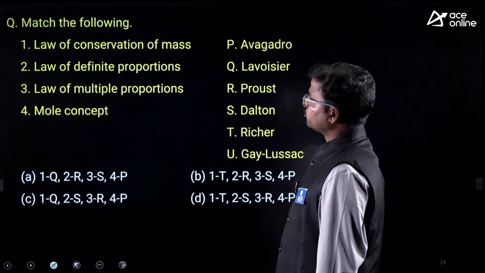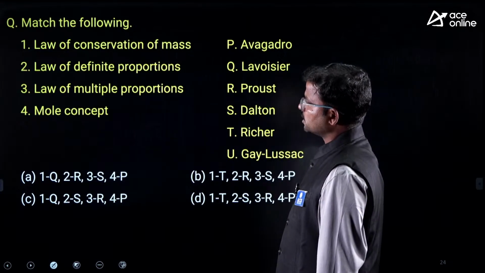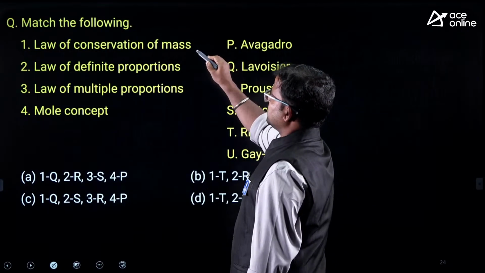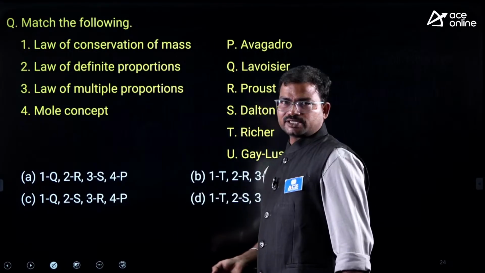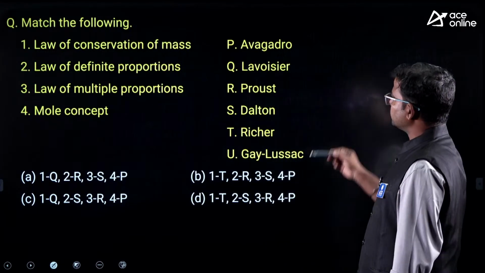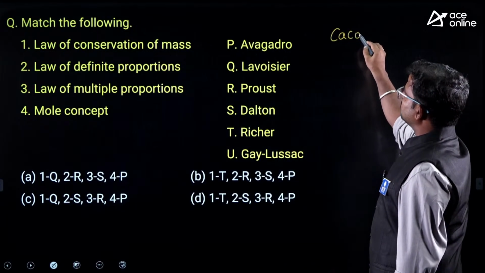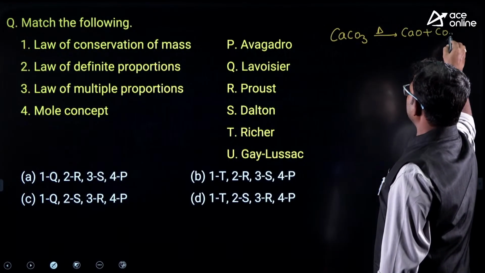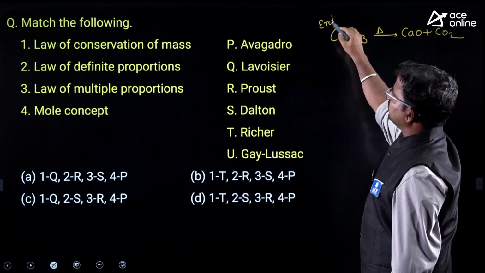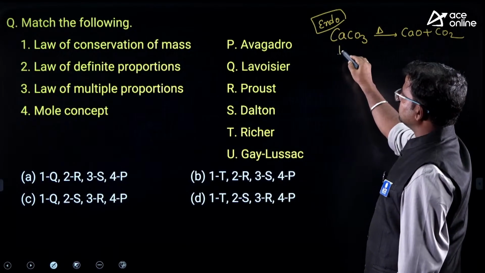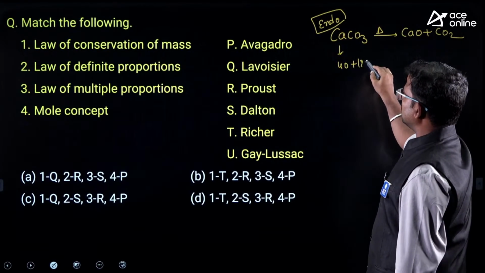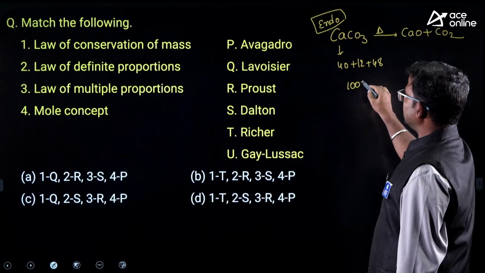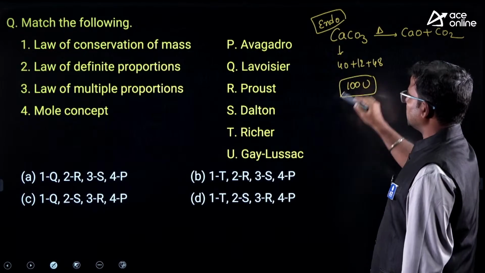Next, match the following: law of conservation of mass, law of definite proportions, law of multiple proportions, mole concept. Law of conservation of mass means mass can neither be created nor be destroyed. It just converts from one form to another. Suppose you consider calcium carbonate, when it is heated, what we get? Calcium oxide plus carbon dioxide. This is an endothermic reaction, which means it requires energy. Here calcium mass 40, carbon mass 12, oxygen mass 16, 3 into 16 is 48. Finally we get 100 AMU.